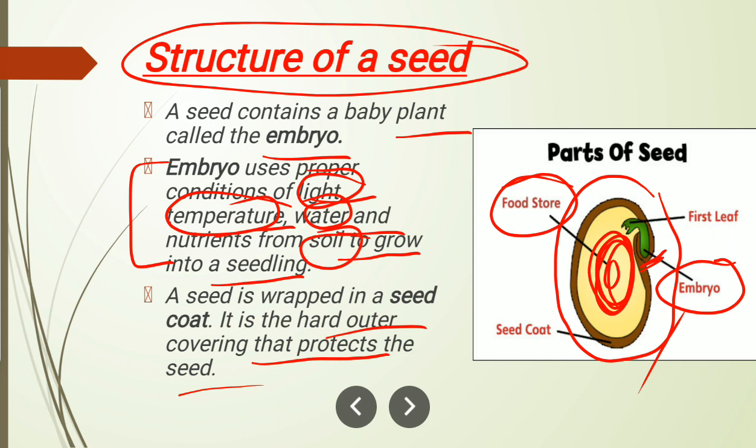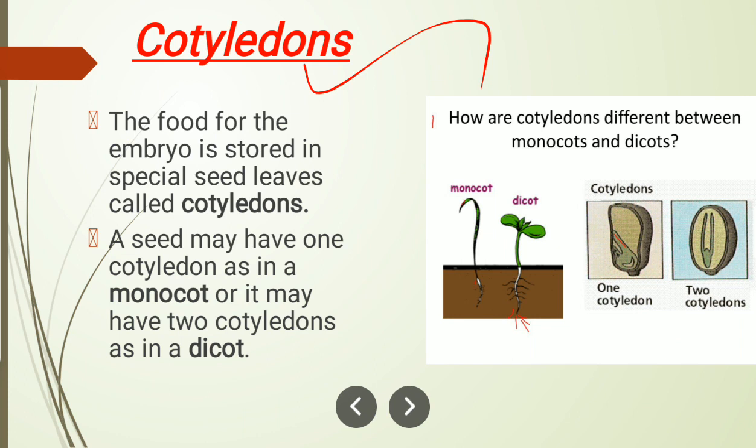Then the embryo, we have learnt, is the first leaf that grows inside the seed only, and after some time when it gets all the conditions that are proper for a seed, then only it will grow out. Then we have the seed coat, you already know it. Now cotyledons, what are these cotyledons? The food for the embryo is stored in a special seed leaf called cotyledons. A seed may have one cotyledon, it is known as monocot, or a seed can have two cotyledons, it will be known as dicot. One cotyledon is monocot, two cotyledons is dicot.